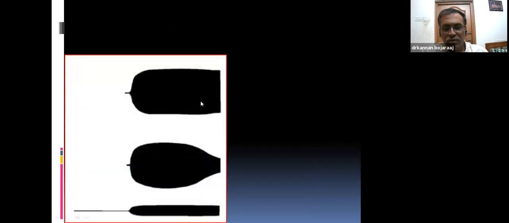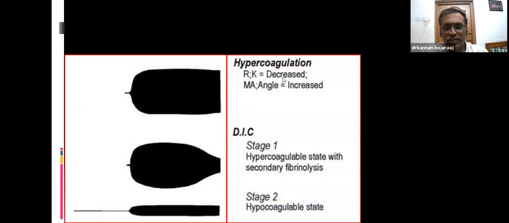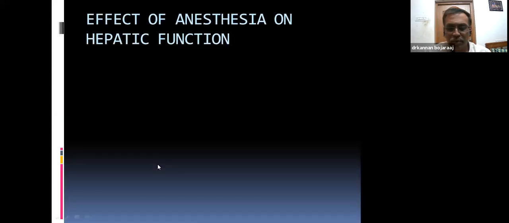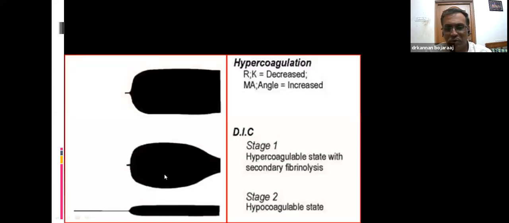And what is this one? Any idea? The figure is very large. There is hypercoagulation. R and K, immediate coagulation. Hypercoagulation, R and K decreased. MA angle is increased, very strong clot formation. And in the initial stage of DIC, there is a hypercoagulable stage. So the MA is increased, everything is reduced.